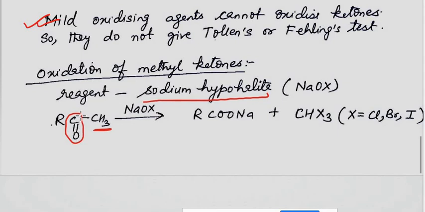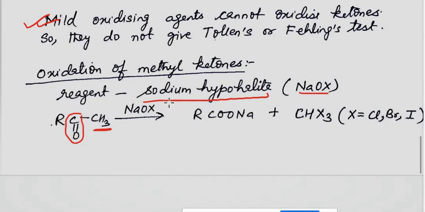In this example, to the C double bond O, CH3 group is present. So this is a methyl group. All the time it cannot be a methyl group. If instead of here we have got an ethyl group, then this compound will not be called as methyl ketone. So I hope what is methyl ketone is clear to you. When a methyl ketone reacts with sodium hypohalite, what is hypohalite? NaOX. In place of X you can have chlorine, bromine or iodine. So if you have chlorine, it is called sodium hypochlorite. If it is bromine, then sodium hypobromite or sodium hypoiodite.